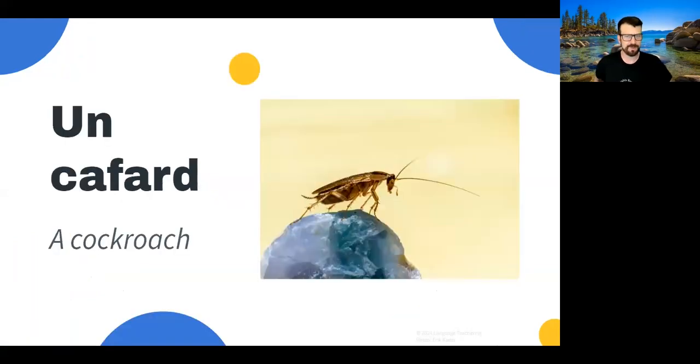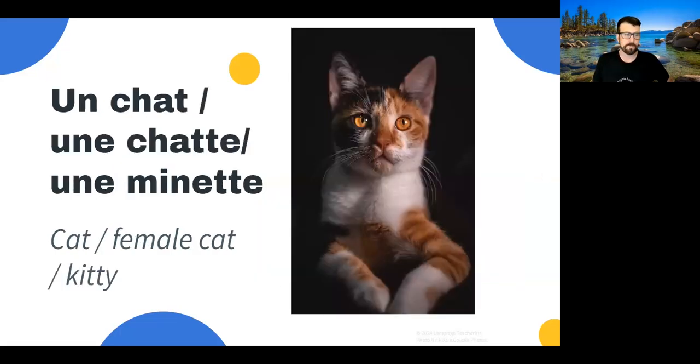Un cafard, everybody's favorite, right? Un cafard, a cockroach. So cockroach is of masculine grammatical gender. Un chat. This is a cat. Cat is of masculine grammatical gender, unless it's a female cat, in which case we say une chatte. Okay, notez bien la différence de la prononciation entre chat, we don't hear the t at all, and chatte, we do hear the t, right? The spelling gives it away. T-E at the end lets us know we need to pronounce t.